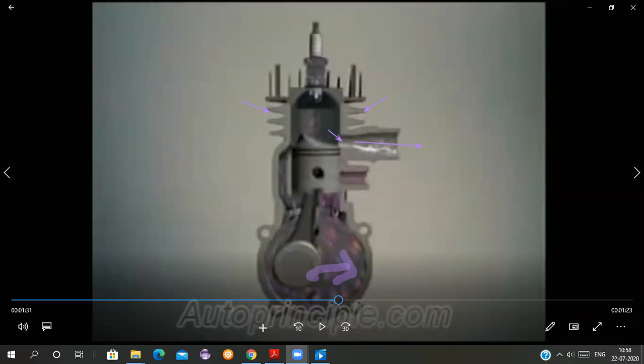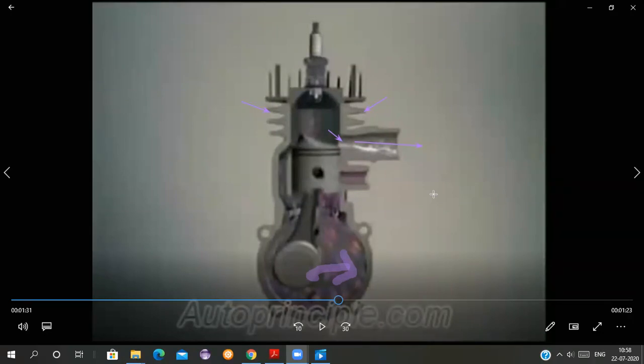See, why is a nose required at the top of the piston? I have answered that question. That is not called a nose, that is called a deflector. You should use a proper word when you are answering in your paper also. It is generally called a deflector.